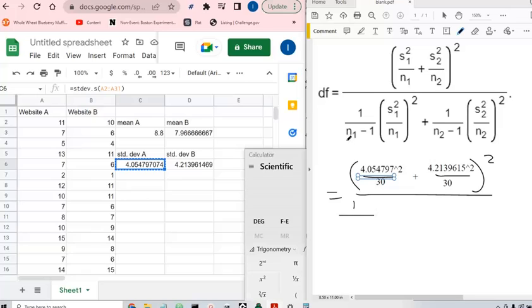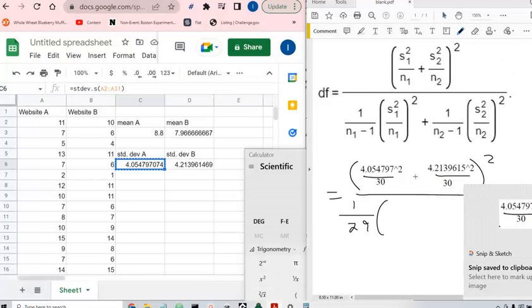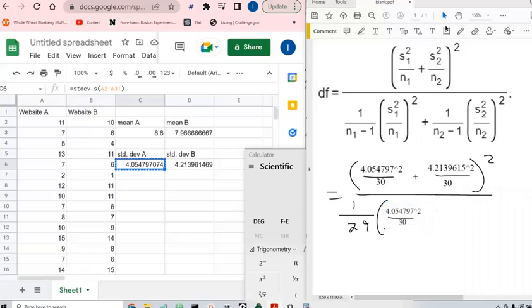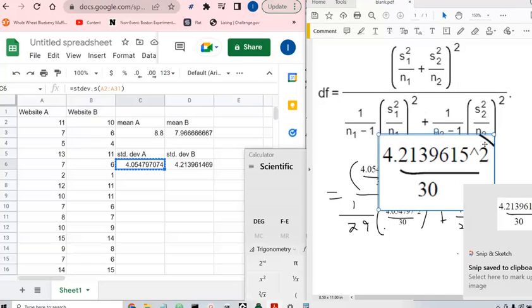Then down here it's 1 over, this is 30 minus 1, so it's 1 over 29 times this standard deviation up here squared. So it's this same thing down here. So let me copy and paste that. Yeah, it's that fraction squared. So I just wrote this out. And then it's 1 over 30 minus 1, so it's 1 over 29 again. And then it's times this fraction. But we've got to square that fraction again.